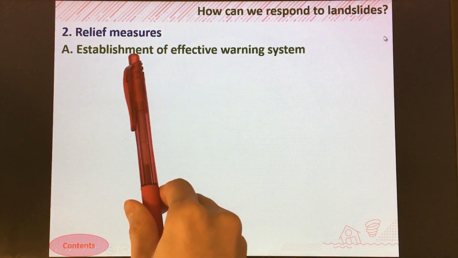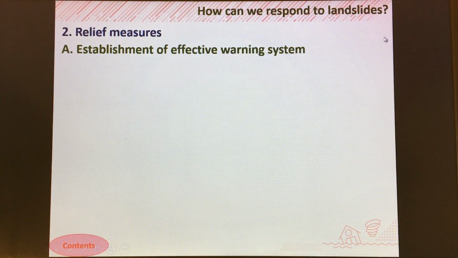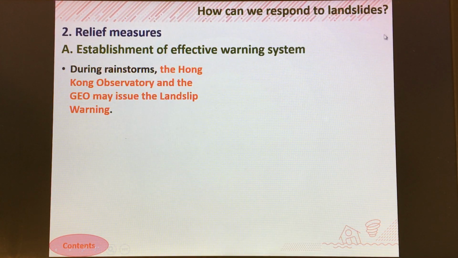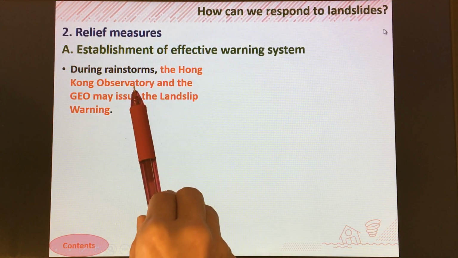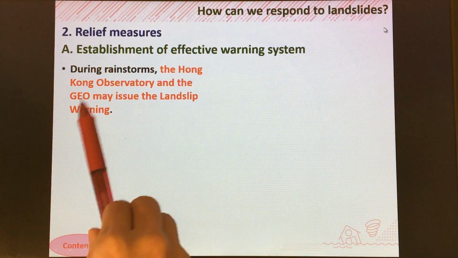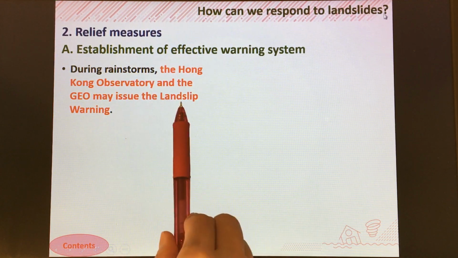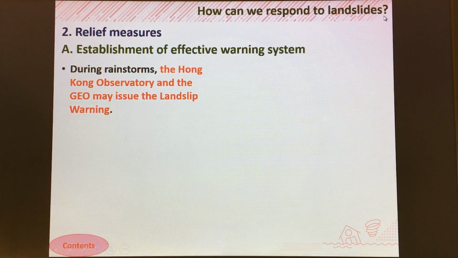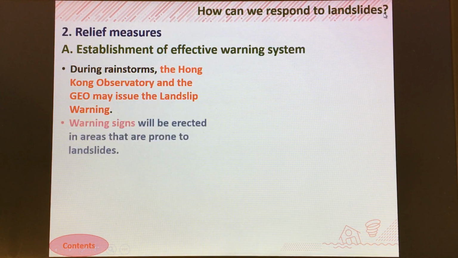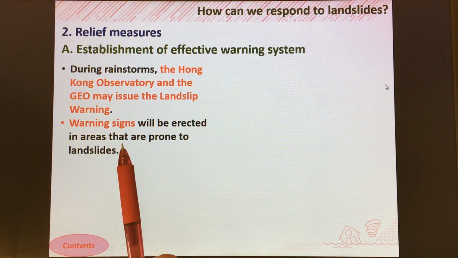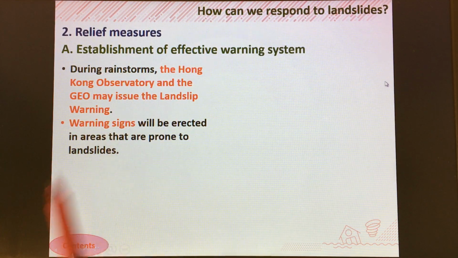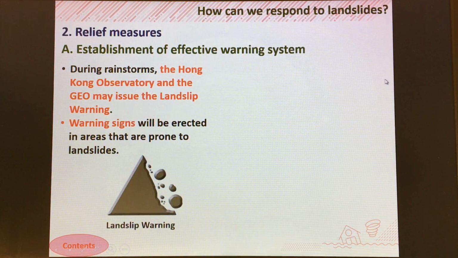For the first one, we can establish an effective warning system, so that when there is strong rainfall and a high chance of landslide, the Hong Kong Observatory (香港天文台) and the GEO (土力工程署) will decide whether to issue the landslide warning, to tell people they need to stay away from the steep slope. Also, on some roads next to steep slopes, the government will put warning signs next to them.